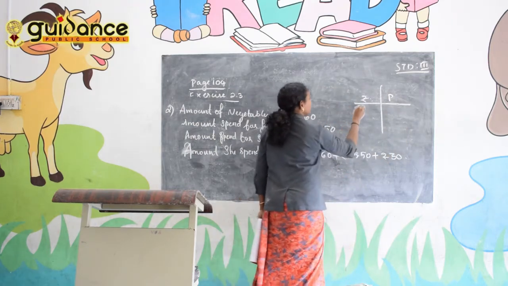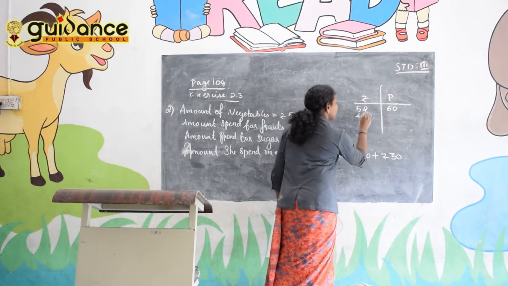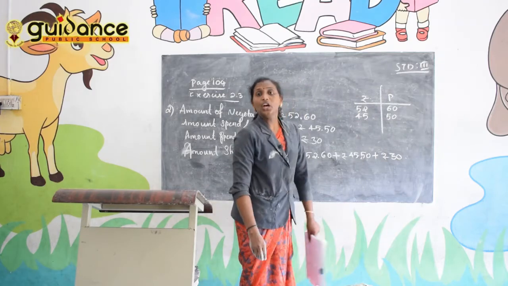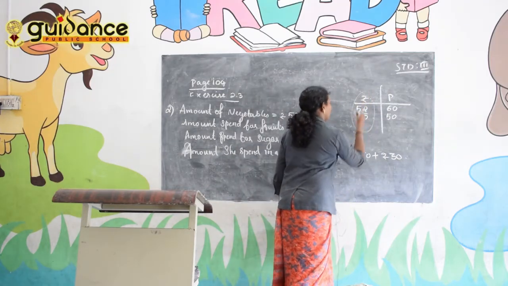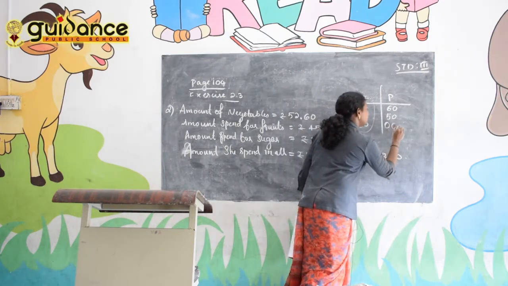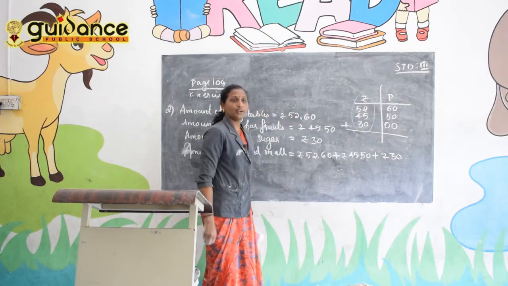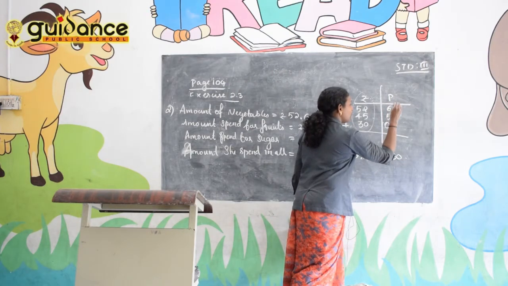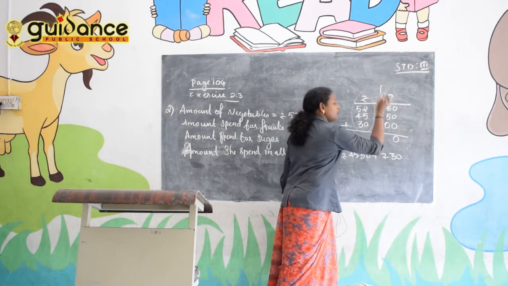rupees 52 and paise 60, rupees 45 and paise 50, and for the sugar only rupees, not paise. This is the rupees space, 30. Since there is no paise, we write 00. Then the sign of addition, that is plus. The next, add 0 plus 0 plus 0. Yes, 0. Then 6 plus 5 plus 0.